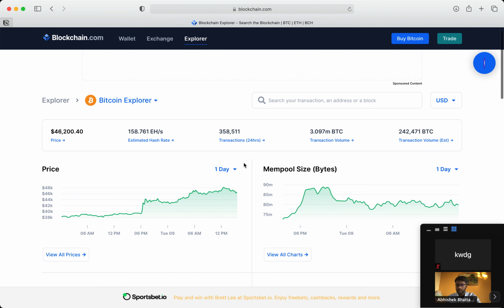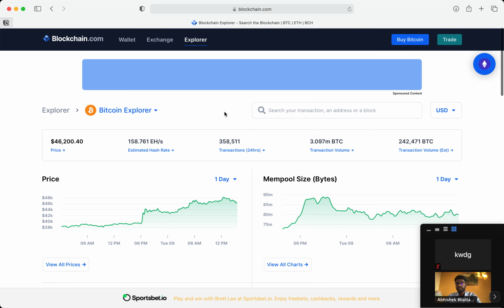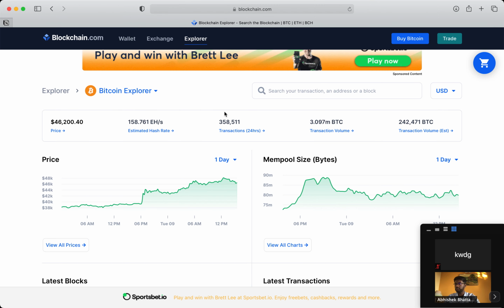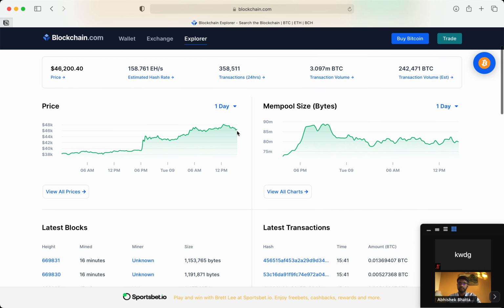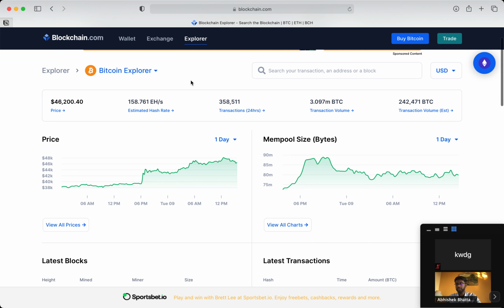Okay. All right, let's take a look at this. This is one blockchain explorer. There are plenty of blockchain explorers available all across the web. You can just go ahead and take a look at it. One good thing about this blockchain explorer is, just give me a second.